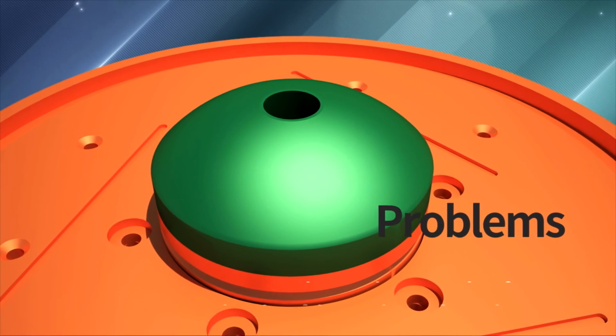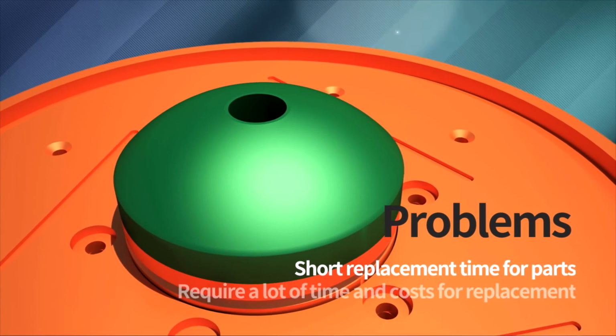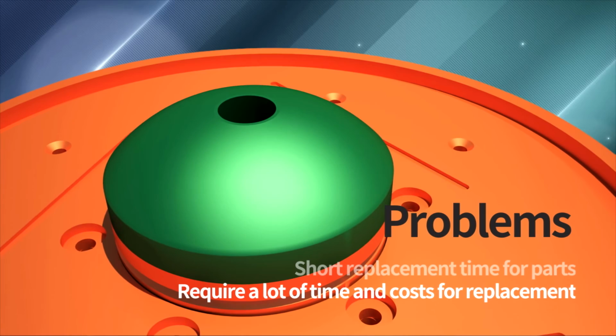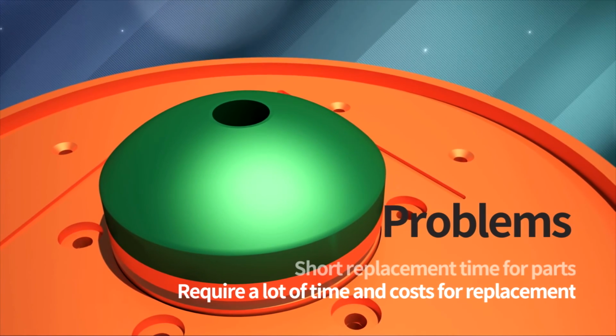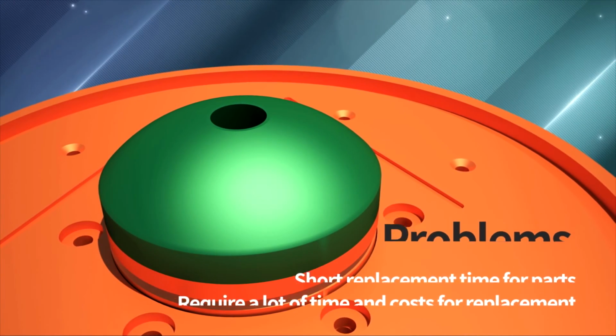speed. However, the dispersion cone goes through abrasion and damage with an average 120 hours of replacement time, so it requires a lot of time and cost for replacement.